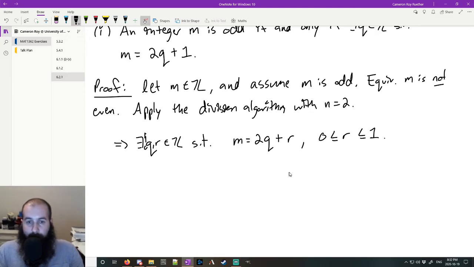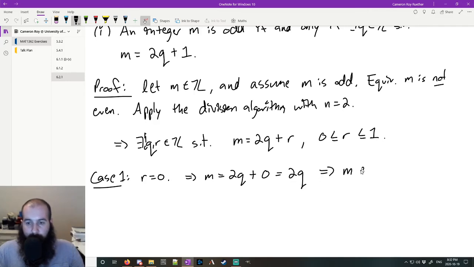So we have two cases here. Either r is 0 or r is 1. So case 1, if r is equal to 0, this means that m is equal to 2q plus 0, which is just equal to 2q. But we know that this would then satisfy the definition of being even. So this implies that m is even. But we know that m is not even by assumption. So this is a contradiction. Hence, case 1 cannot occur.